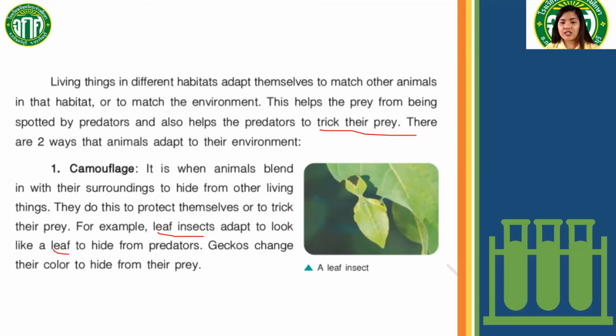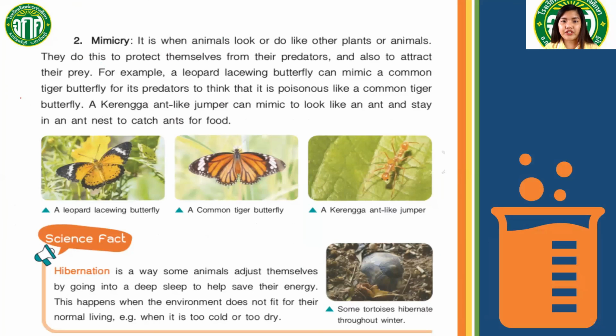So this insect is adapting to look like a leaf so that it will hide from the predators that may eat it. Geckos also change their colors to hide from their prey. For example, if a gecko wants to eat another insect, they change their color. They camouflage also to hide from their prey.